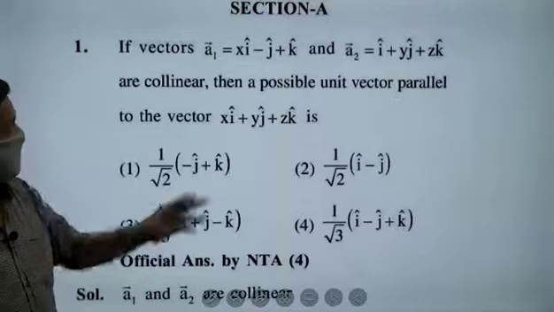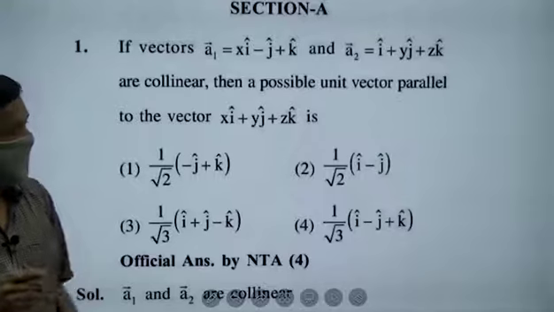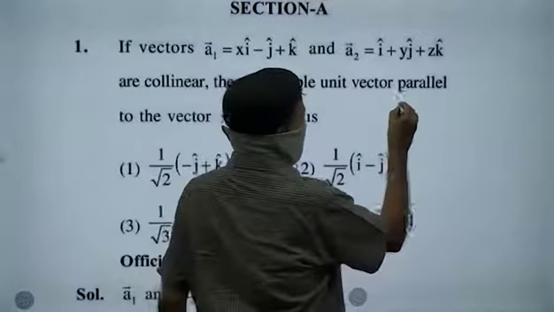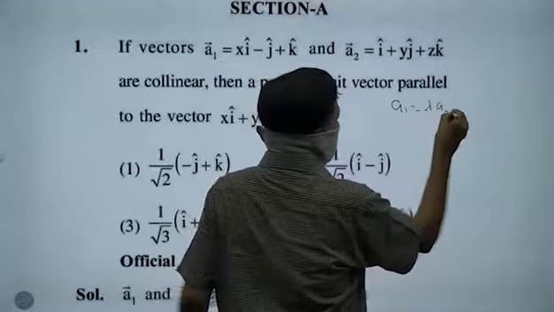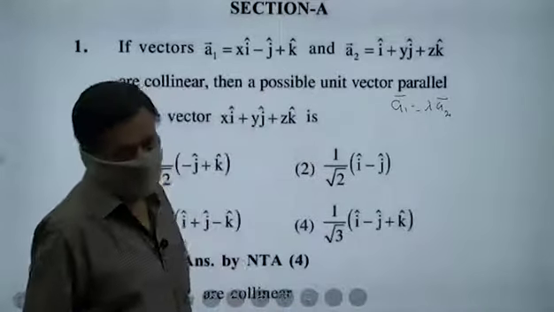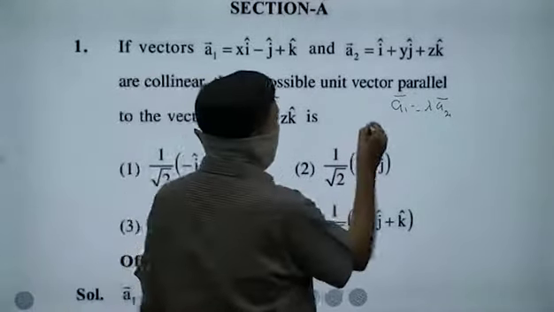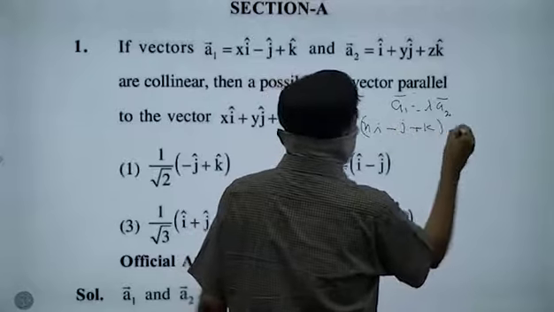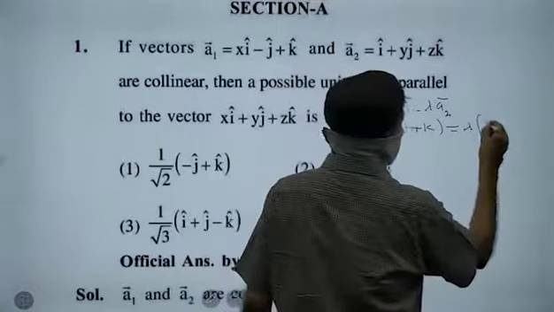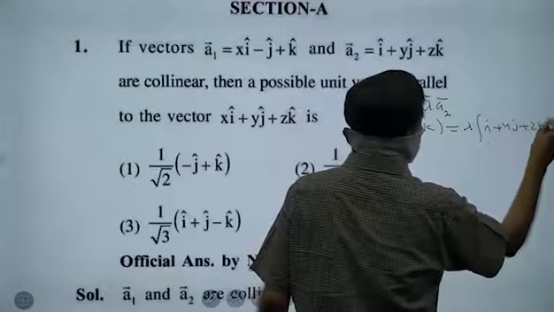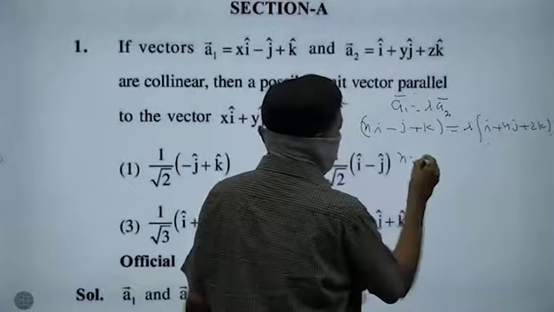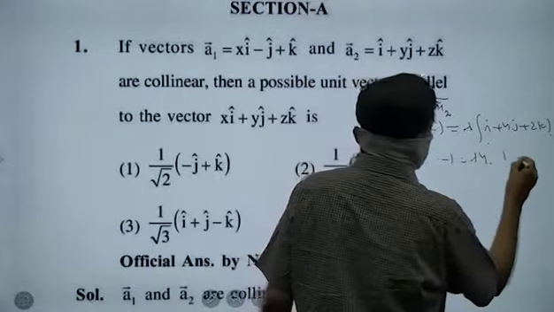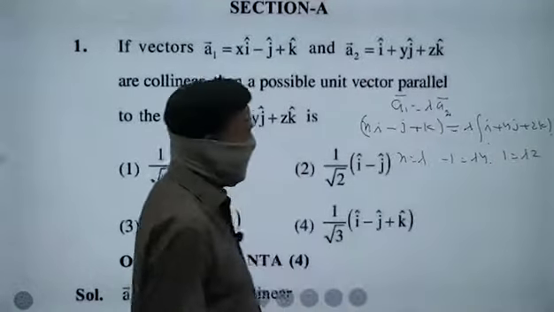The first question today: a vector and a second vector are collinear. Then you have to find a vector parallel to this vector. See, A1 bar is equal to lambda times A bar if they are collinear. So, when you compare xi minus j plus k with lambda into (i plus yj plus zk), x is equal to lambda, minus 1 is equal to lambda y, 1 is equal to lambda z.